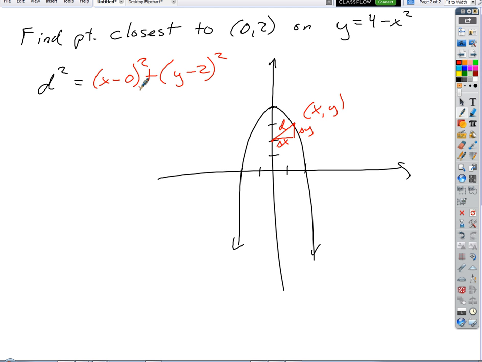Okay, to be continued. I like this optimization stuff. Yeah, it's cool, isn't it?